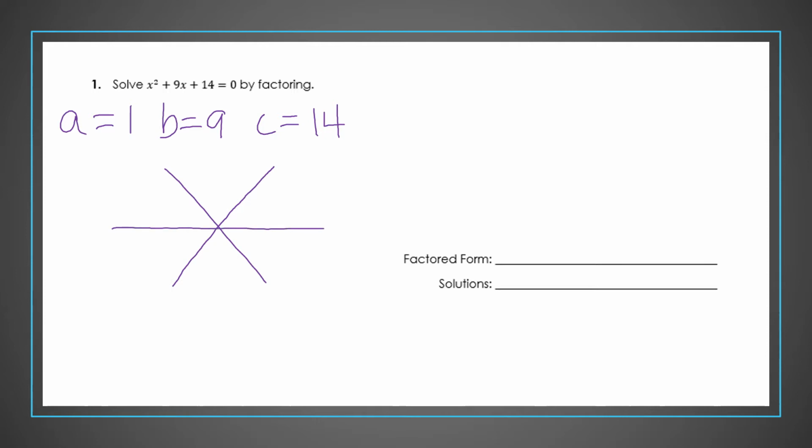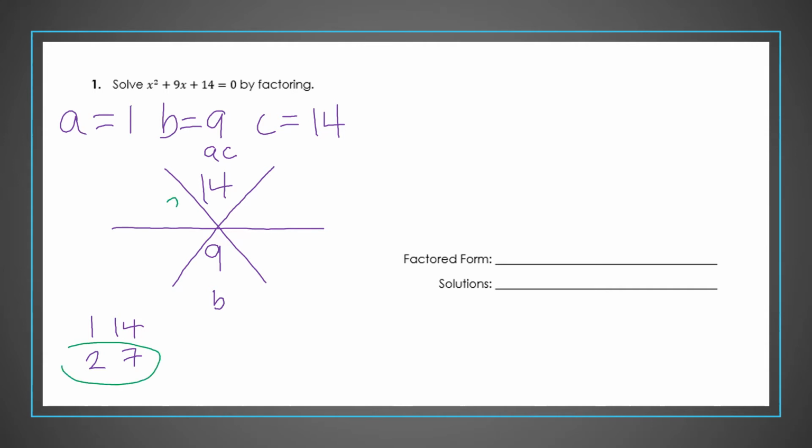In the top of the star, we're going to put the value of A times C, which is 1 times 14, which would be 14. In the bottom, we're going to place the value of B, which is 9. And we are going to think about the factors of 14, so 1 and 14, and then 2 and 7. We're going to decide which pair of those would multiply to give us 14, but add to give us 9. And that is going to be 2 and 7.